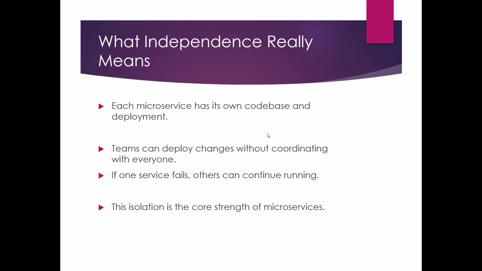So what does independence really mean? Why are microservices independent? Each microservice has its own code base and deployment, and a team can deploy changes without coordinating with everyone, because they have different services or different infrastructure configured, for example. There is no need for coordination with other teams. If one service fails, the whole application will continue to work. Isolation is the core strength of microservices. Each service has its own ground, so nothing can impact the others. That is what independence is.